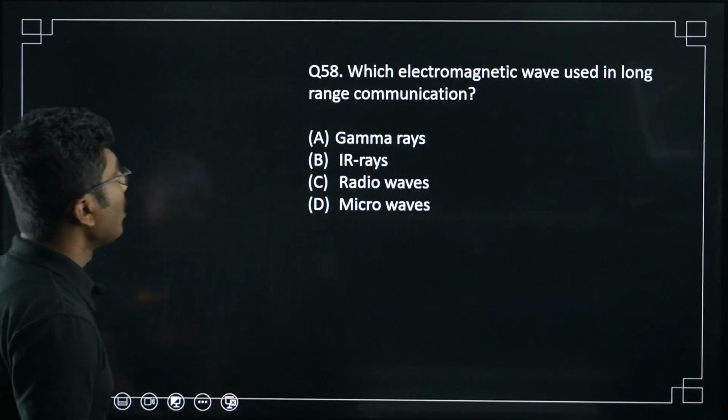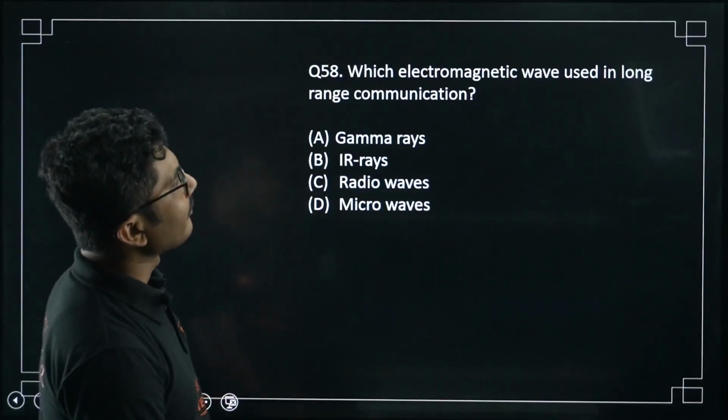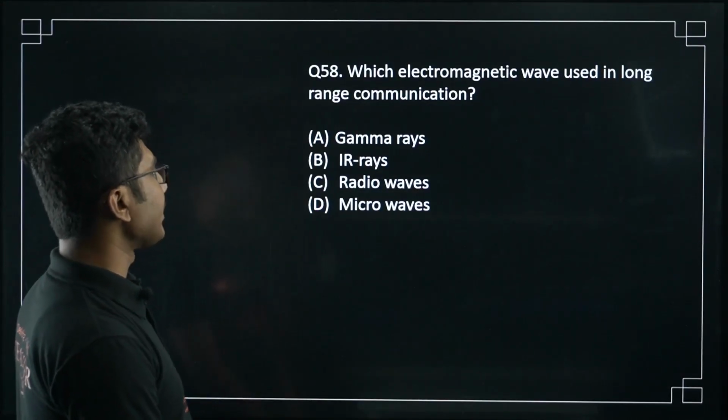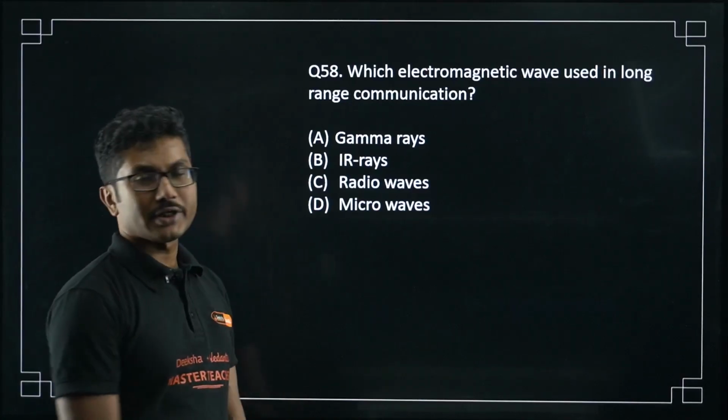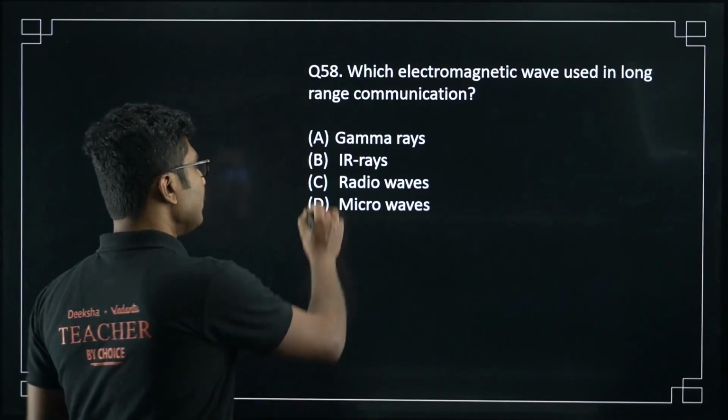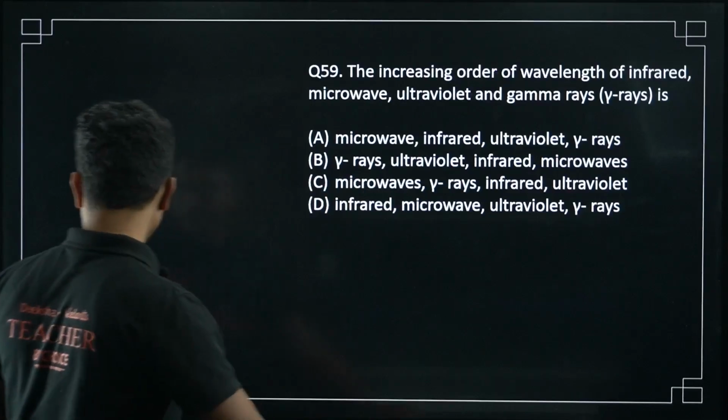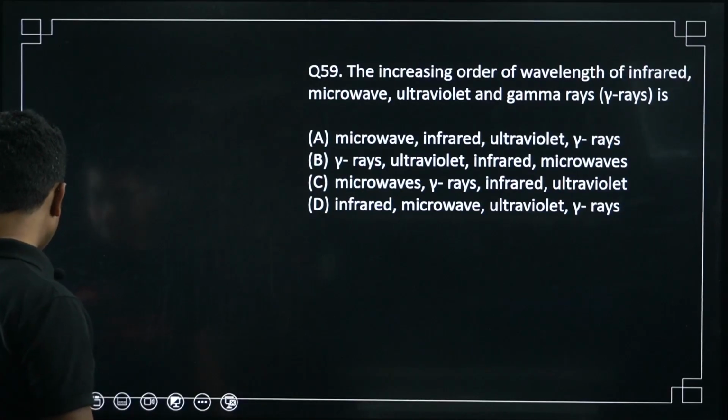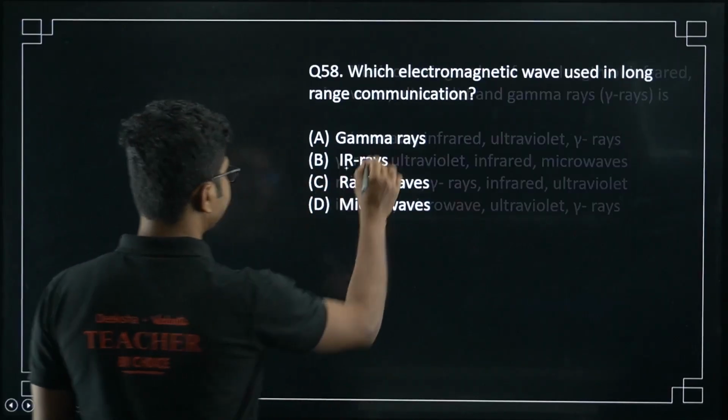Okay. Which electromagnetic wave is used in long range communication? So in long range communication, what we use is radio waves. Okay, so radio waves are the waves that are used in long range communication.